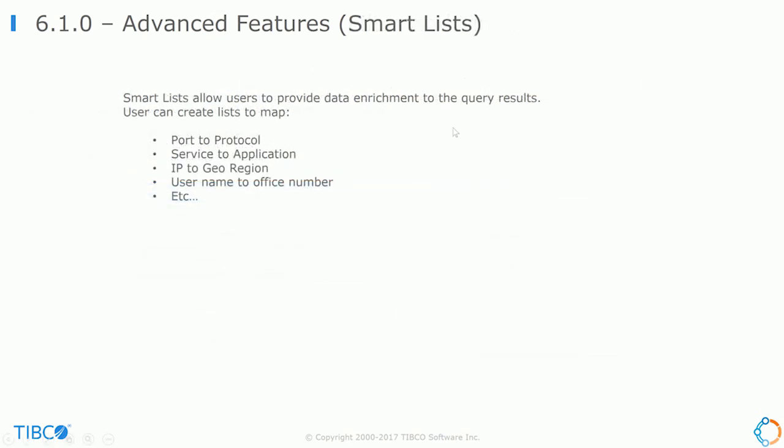Smart lists allow a user to provide data enrichment to the query results. So users can do things such as map ports to protocol, service to application, IP to geo-region, username to office, to name a few things. Again, this feature allows for enrichment of the data for the query results.